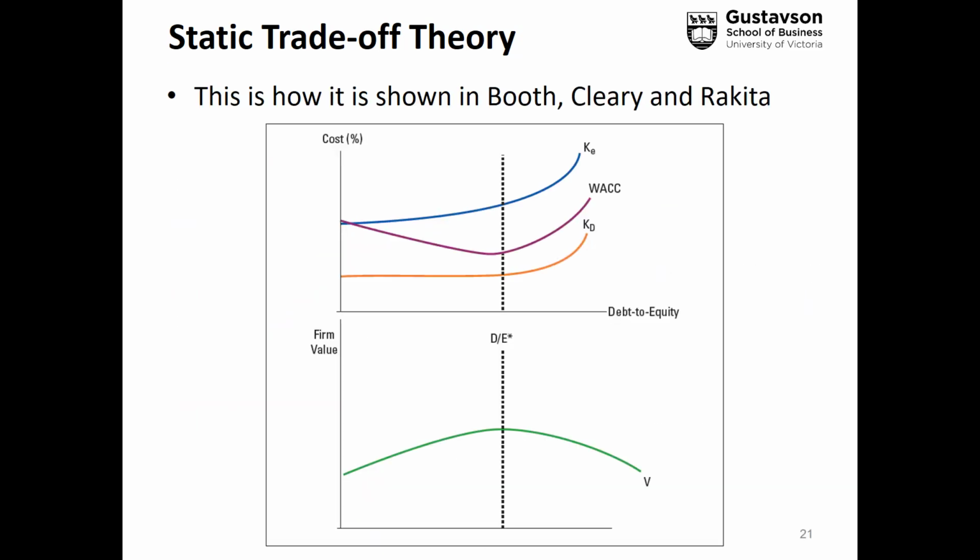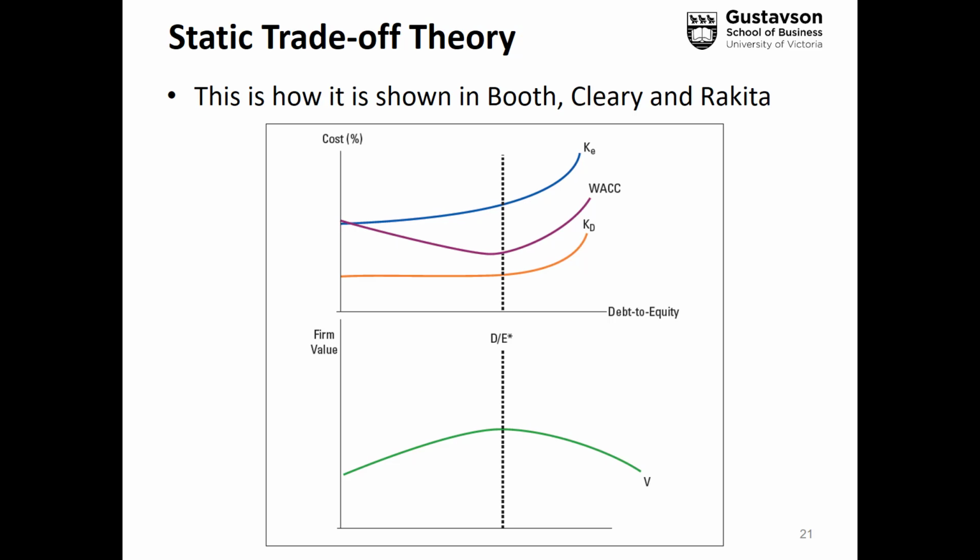Looking at the book by Booth, Cleary, and Rikita, we see the diagram of the WACC on the top, plus its components, the cost of equity and cost of debt, and the value of the firm in the bottom, the green line. As you can see, the cost of debt is lower than the cost of equity. The cost of debt increases slowly, but then increases more rapidly as the amount of leverage increases. The cost of equity is increasing as debt is added, but it accelerates when the cost of debt accelerates.